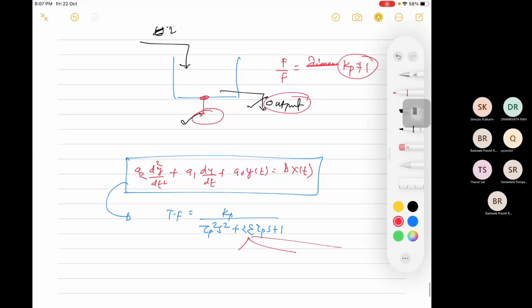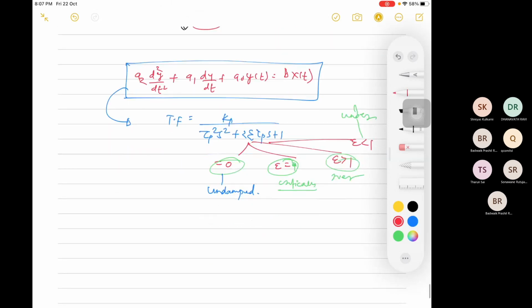Zeta could be equal to 0, equal to 1, greater than 1, or less than 1. Less than 1 is called underdamped. Greater than 1 is called overdamped. Equal to 1 is called critically damped, and here you'll get 0, that means it is an undamped system, it is not damped.